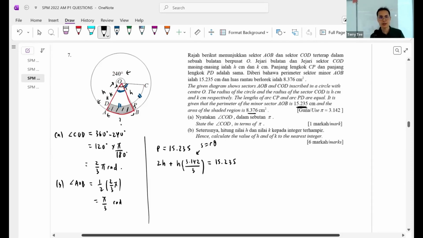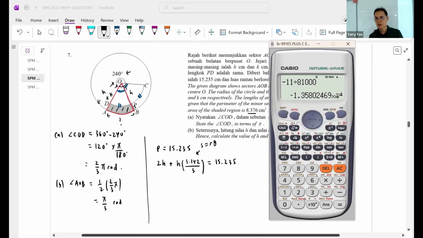So let's add them together. This one you have to use a calculator. Let's take 2 plus 3.142 divide by 3. You should get a very ugly number. Man, a lot of decimals here, right? Yeah, okay, sorry, I need to reset my calculator. My calculator is in too many decimal points. So I'll take this answer. Okay, 2 plus 3.142 divide by 3.